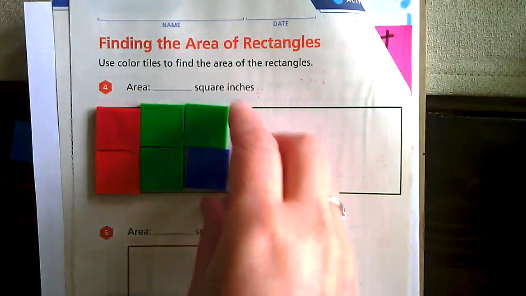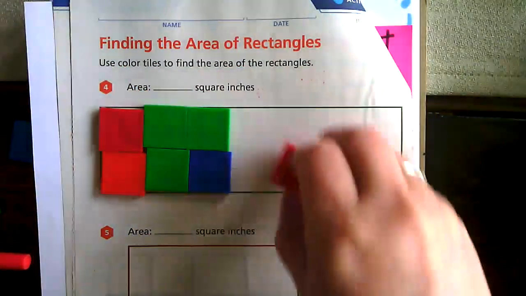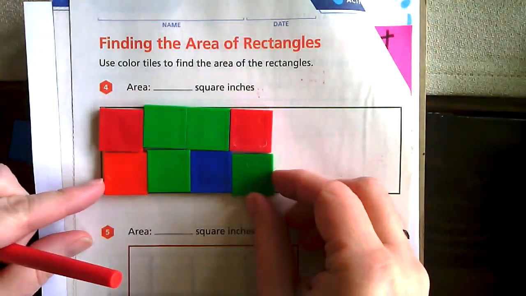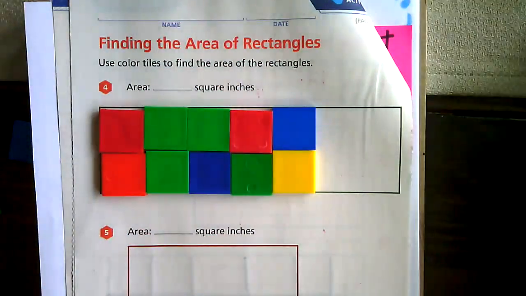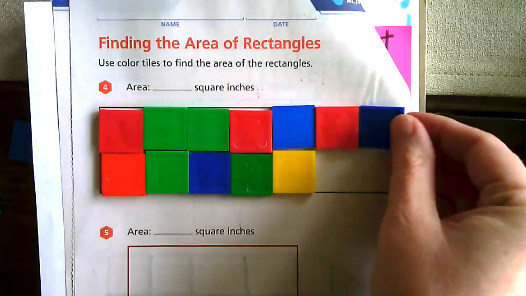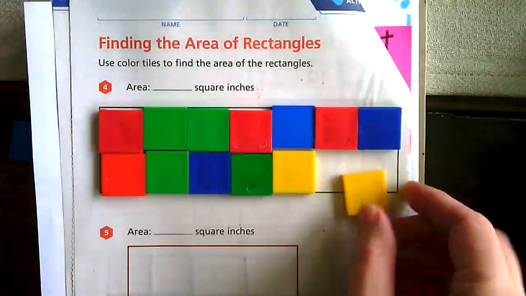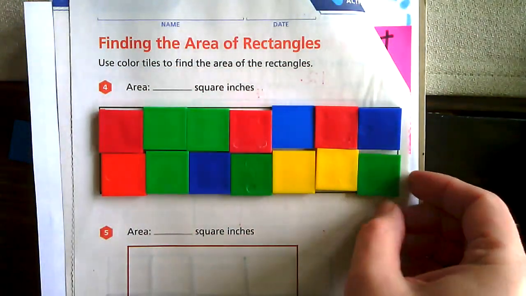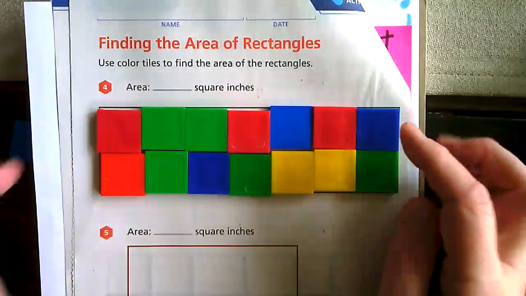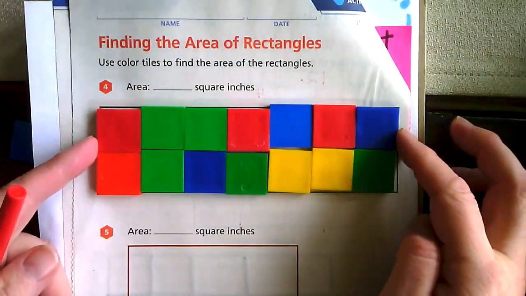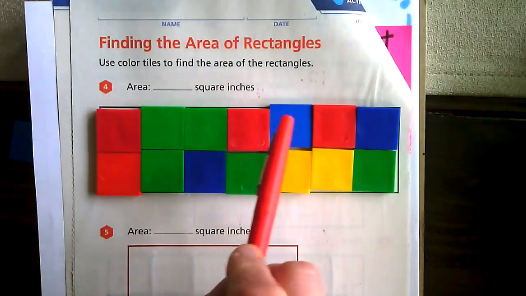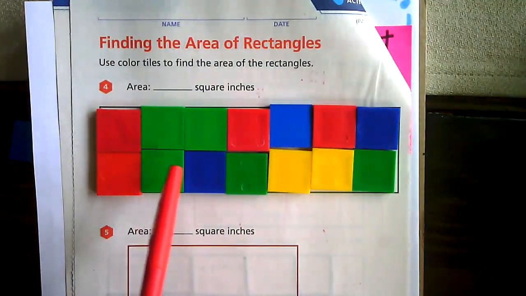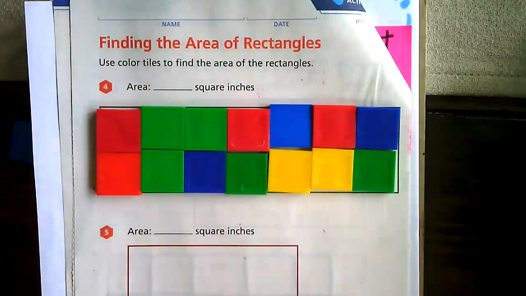Using my color tiles to find the square inches, how many it takes, being mindful to close those gaps as I see them. There we go. Okay, let's take a look. It's covered, no gaps, no overlaps. Let's find the area in square inches. All I need to do is count the square inches. 1, 2, 3, 4, 5, 6, 7, 8, 9, 10, 11, 12, 13, 14.